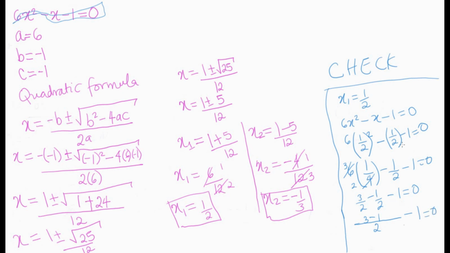This is the minus 1 that comes down here. So 3 minus 1 is 2. 2 over 2 is just simply 1. 1 minus 1 equals 0. So 0 equals 0. So alhamdulillah, we have the correct answer here.